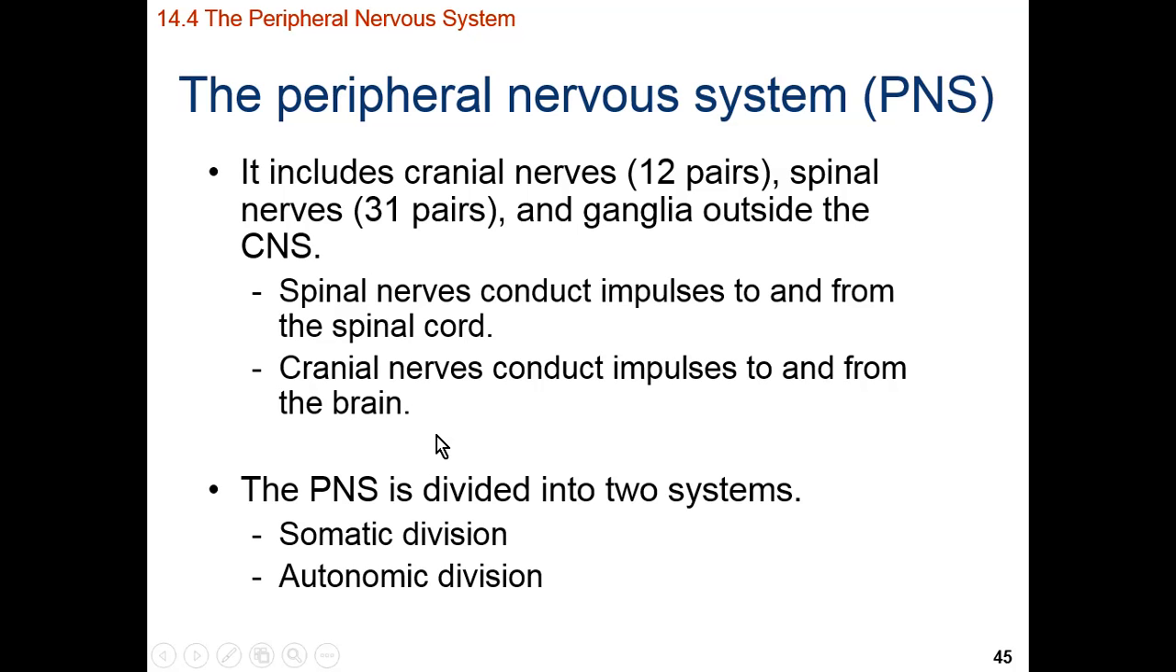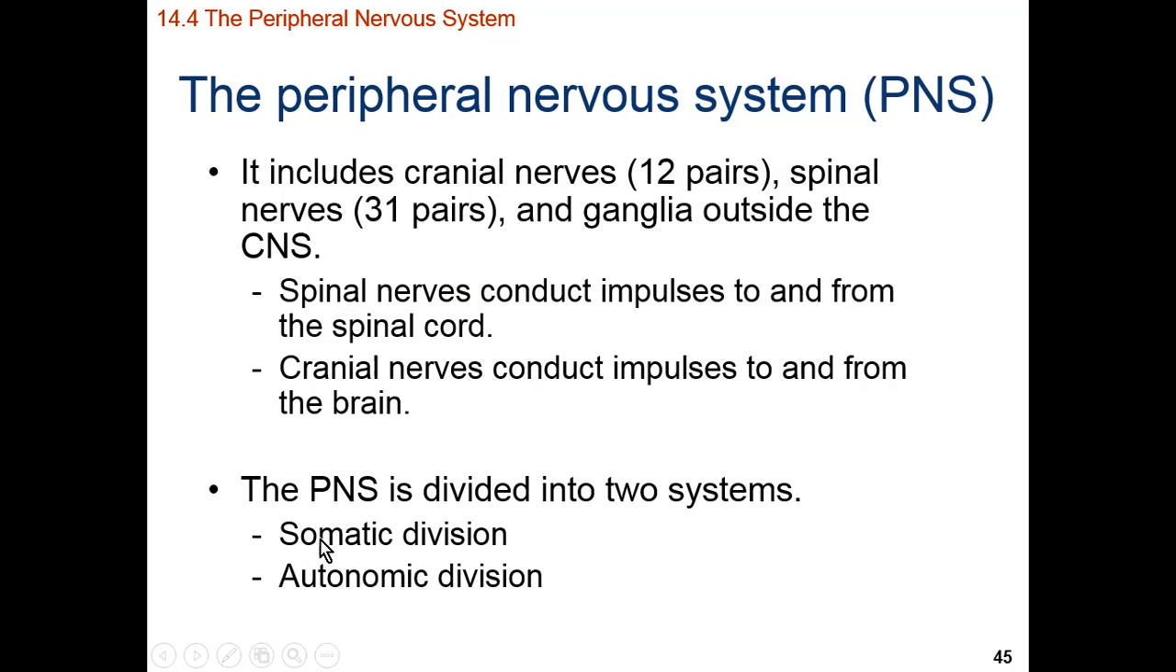So if somebody's had damage to their spinal cord, they can still use all of their cranial nerves just fine. And this is one of the reasons why if somebody breaks their neck, breaks their back, their face still works just fine, because cranial nerves are typically associated with controlling the face and digestive functions, where spinal nerves are associated with gross motor movements. The peripheral nervous system has two subdivisions, the somatic and the autonomic.